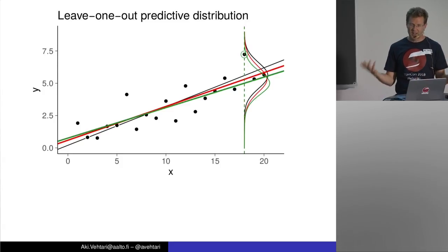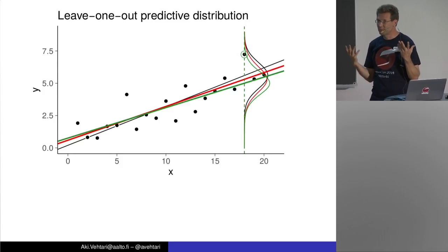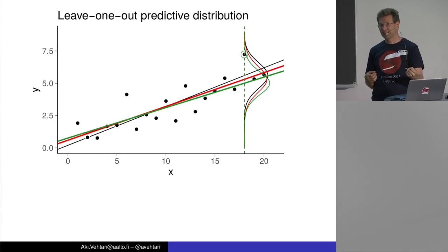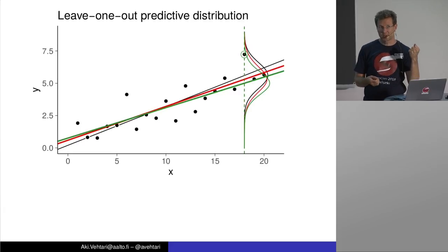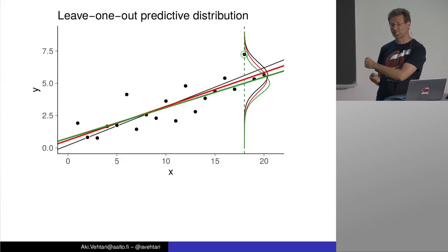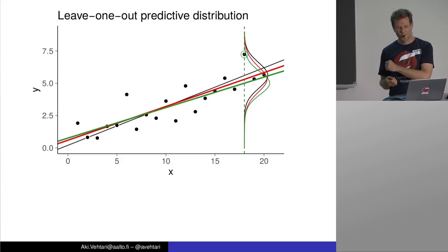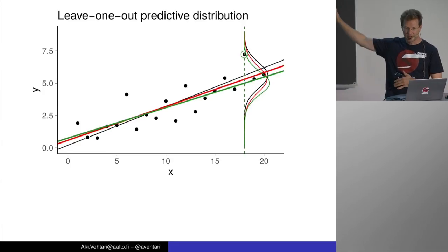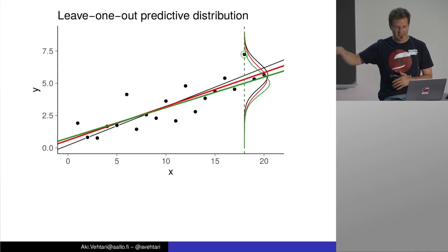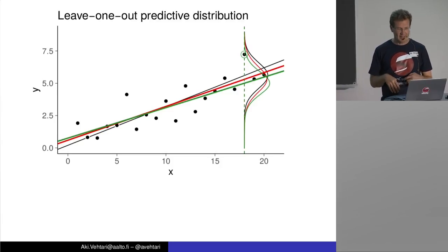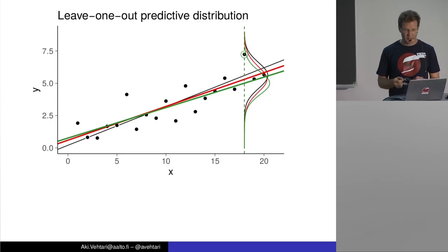But then, because we can't know beforehand what your application is and what error measure would be good there, that's why in the loo package we offer a default choice, so that we look at the whole predictive distribution, the leave-one-out predictive distribution, not just the point estimate. And it's now the green line. And you can see that it's tilted, it's somewhere else than the full data predictive distribution.